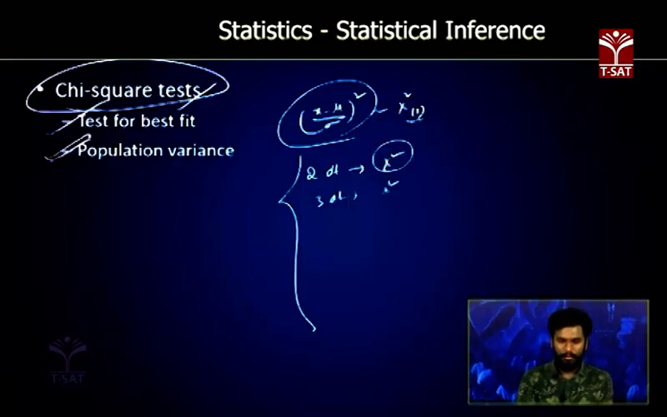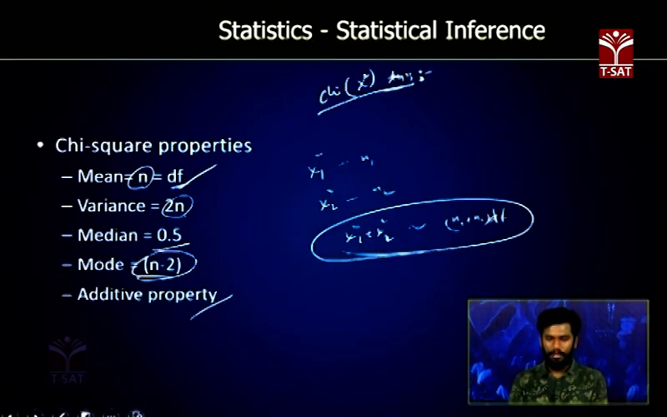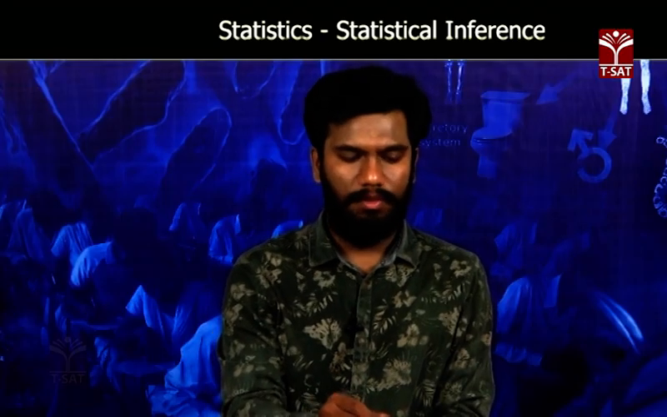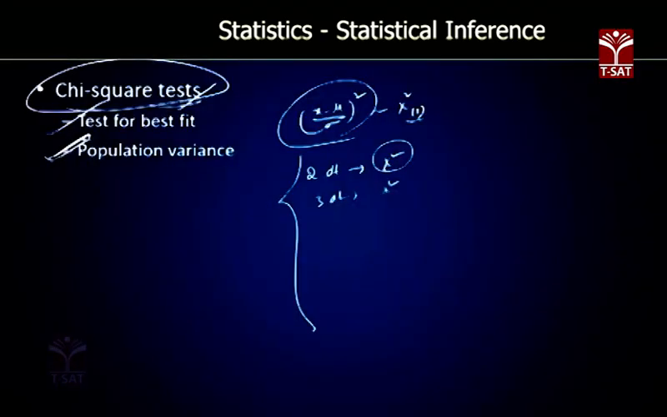Now, these are chi-square tests. We are testing based on that distribution. That is the chi-square distribution property. So these are the chi-square distribution properties. Now the next test that is based on the chi-square is the test for the population variance. Testing for the population variance.